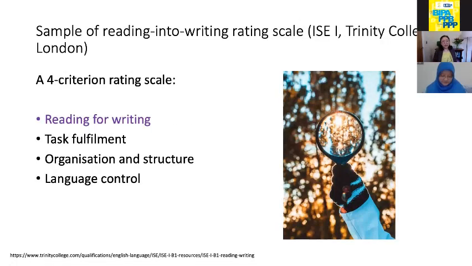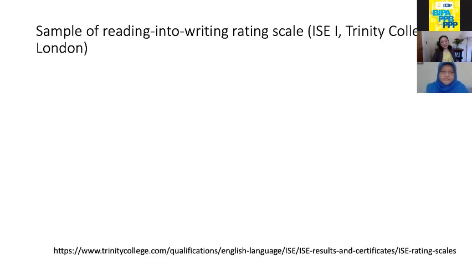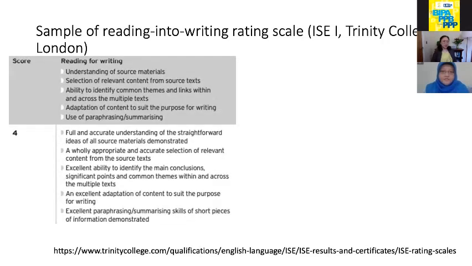Okay, so this rating scale has got 4 criteria, and only one of them is in purple, reading for writing. The other 3 are mainly about the writing project, but the first one is about reading and writing. And let's take a look at the descriptors. So this reading for writing criterion has got 5 sub-criteria. I wonder if you can read these sub-criteria.